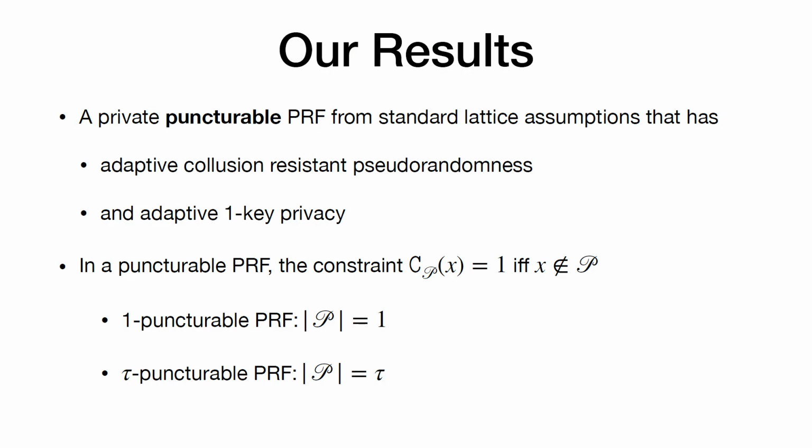In this work, we narrow the gap by providing the first construction of a private puncturable PRF with both adaptive security and collusion-resistant pseudorandomness from standard lattice assumptions. We don't achieve collusion-resistant privacy, but we give the first step toward achieving collusion-resistant pseudorandomness. A puncturable PRF is a special case of a constrained PRF where the constraint is associated with a puncture set P, and an input X satisfies this constraint if and only if X does not belong to this puncture set P.